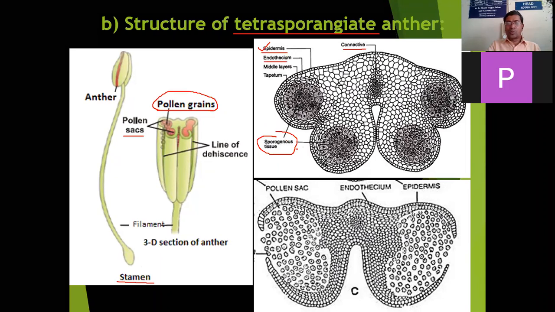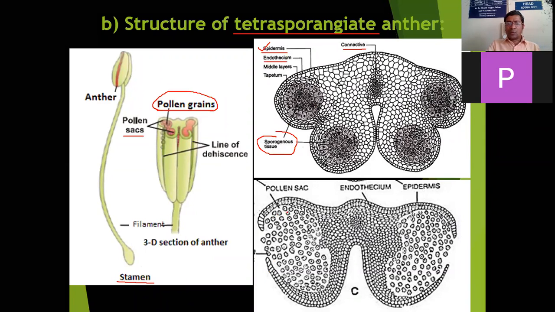And the microspores are present in a particular chamber, which is called the microsporangia. So there are a total of 4 sporangia present when that particular anther is young. Now, when this anther matures, here you can see the second figure.